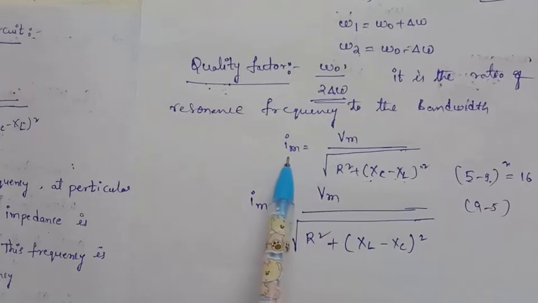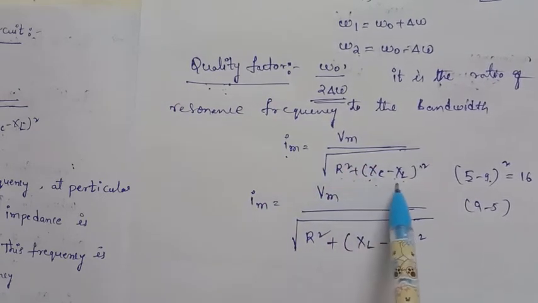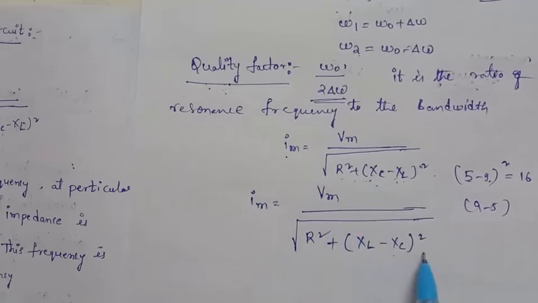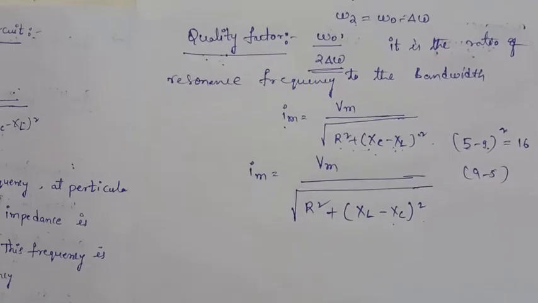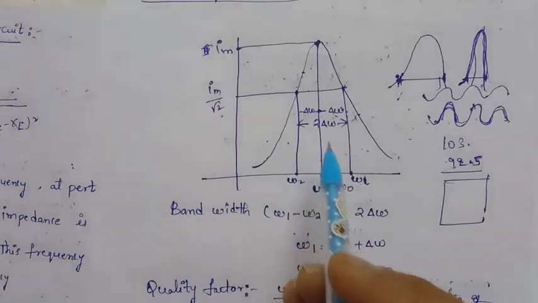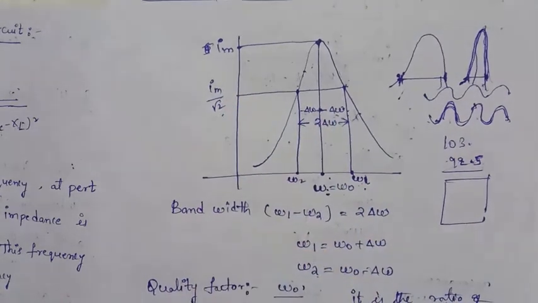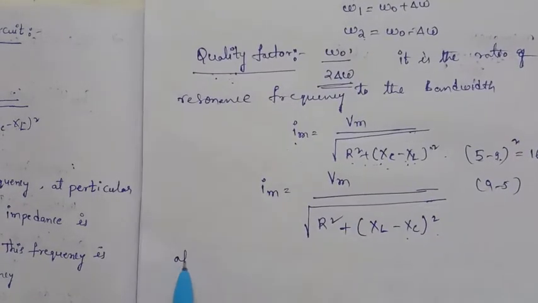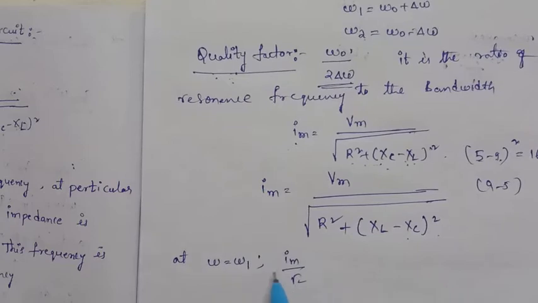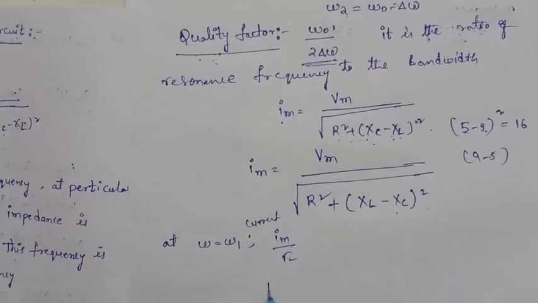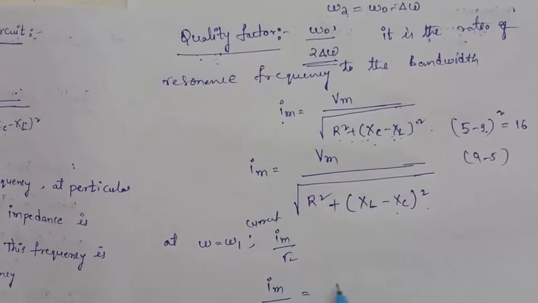Don't worry about that. Im is equal to Vm upon root of R square plus XC minus XL whole square, or otherwise Vm upon root of R square plus XL minus XC whole square. So here at omega 1, what current are you observing? Im by root 2. At omega equal to omega 1, the current value goes to Im upon root 2.